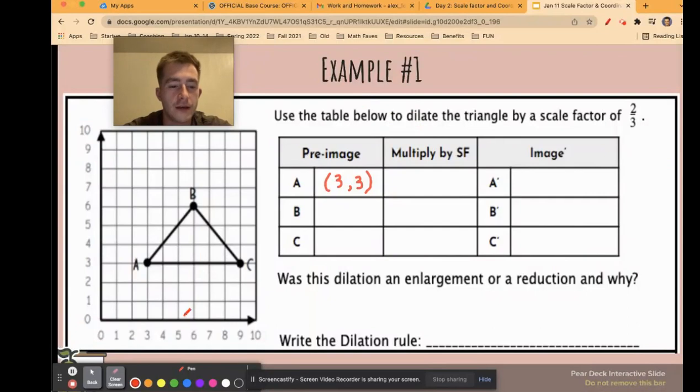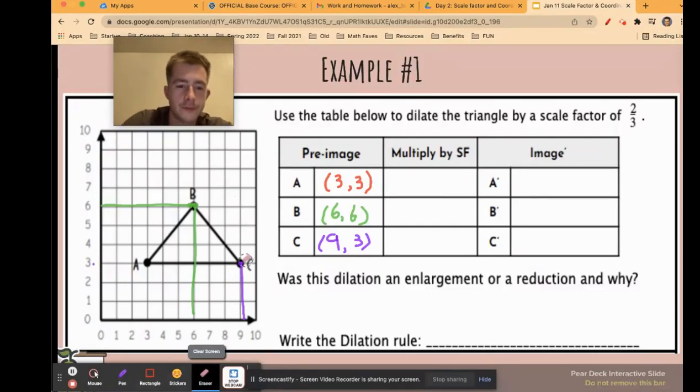All right, letter B. Let me change the color. We see right here, looks like we're at about 6 on the x-axis, 6 on the y-axis. So I'll label this as 6, comma 6 right here. So all I'm doing is writing down the ordered pairs from the picture. Letter C. Looks like we're at 9 on the x-axis. I'll fill in 9. And then looks like we're at about 3 on the y-axis. So 9, comma 3. Perfect.